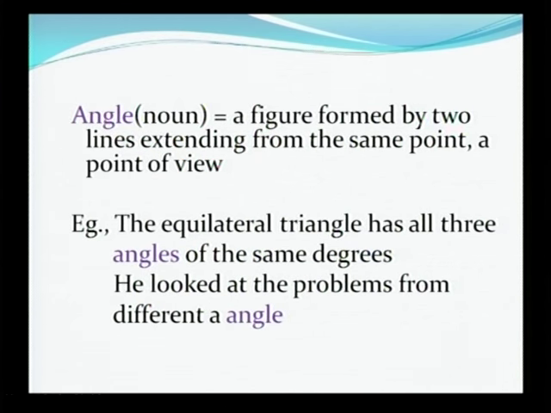An angle is a figure formed by two lines extending from the same point, a point of view. The equilateral triangle has all three angles of the same degrees. He looked at the problem from a different angle.